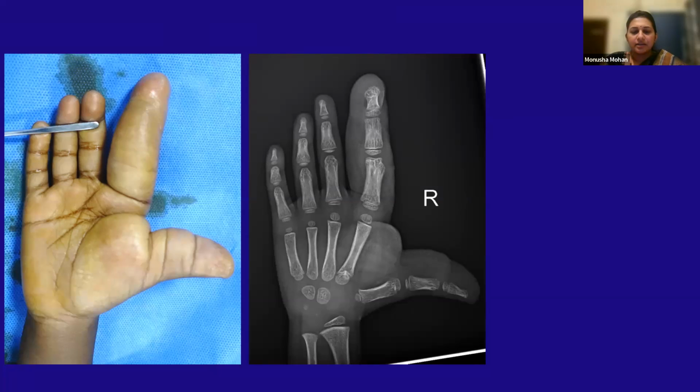Since the child had already undergone debulking of the index finger elsewhere when he was smaller, the parents were okay with removal of the digit. So our plan was to do a ray amputation of the index finger and debulking of the thumb and the thenar eminence.